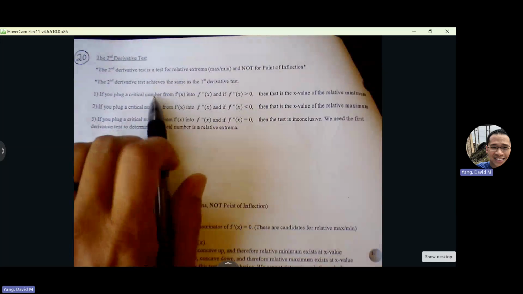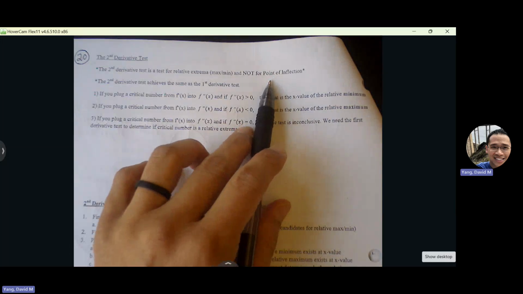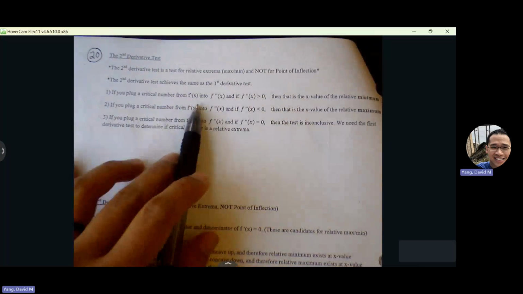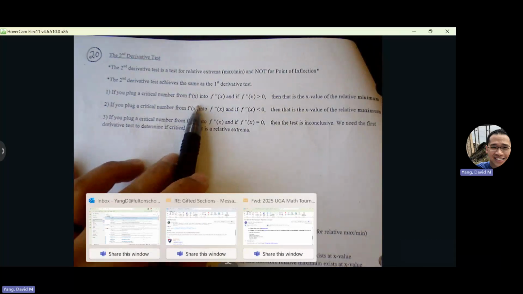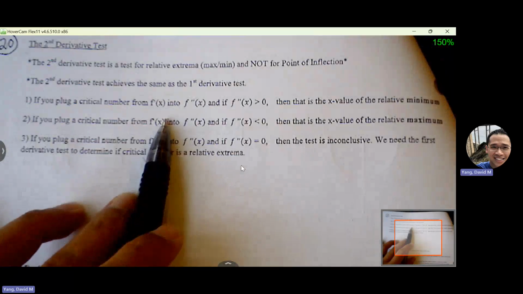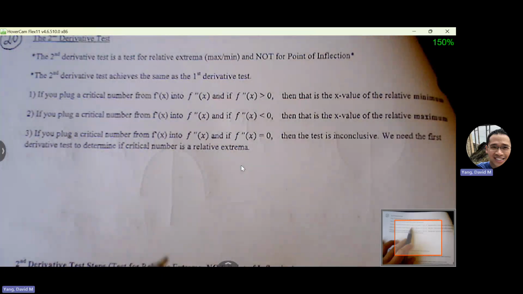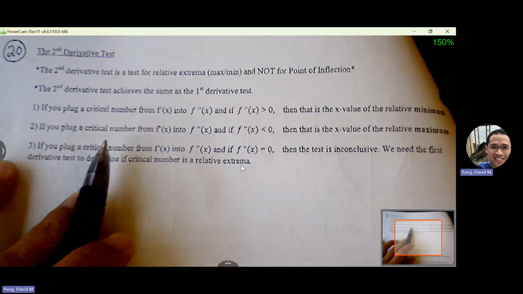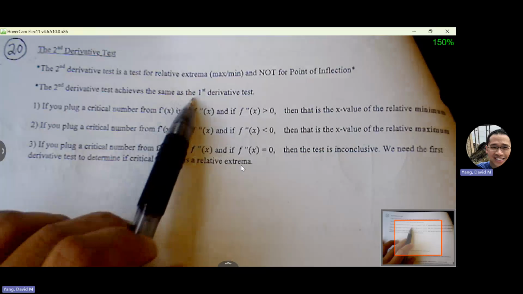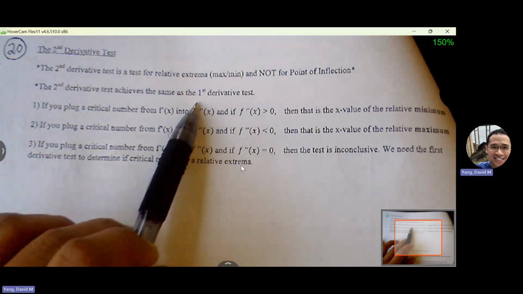So the second derivative test is a test for relative max and min. It is not a test for point of inflection. It feels like it should be, like what we just did. A lot of students would feel like, oh, that should be called the second derivative test since we're using the second derivative function. But what we just did is called the test for concavity, and this is called the second derivative test. It achieves the same result as the first derivative test. It finds relative max and relative min, just like your first derivative test.